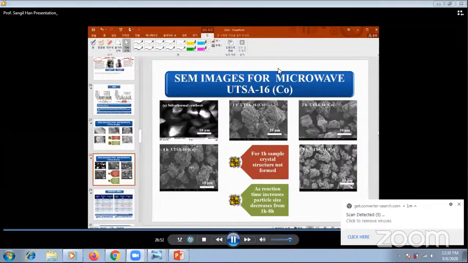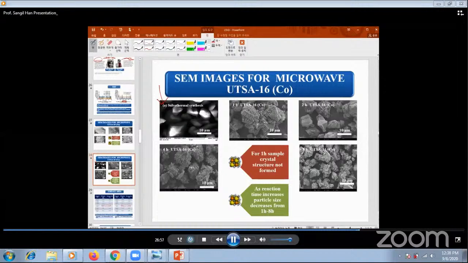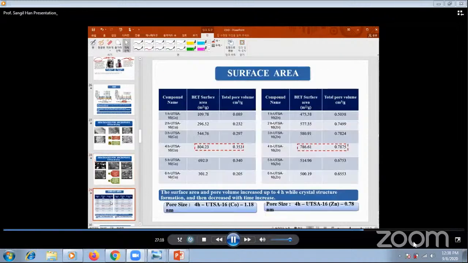This first image shows the material made by the solvothermal reaction. For the same material, depending on the synthesis method, it shows different particle shapes. As you can see, the materials made by the microwave method show more uniform structures and uniform shape.